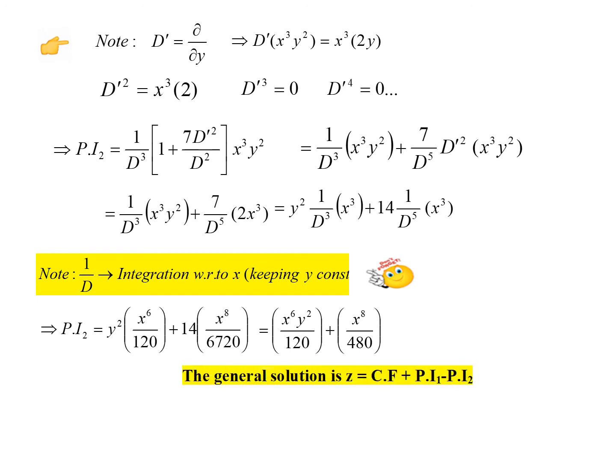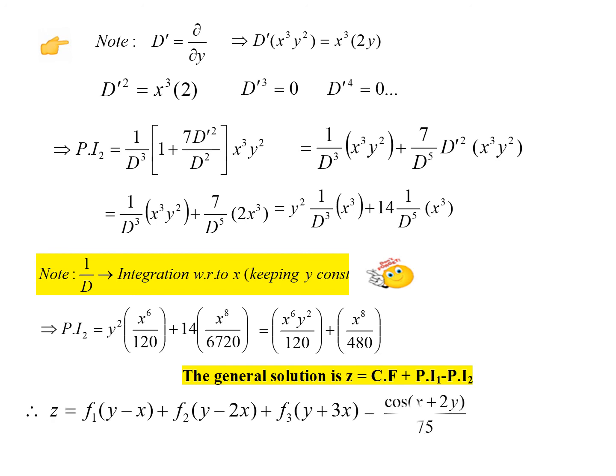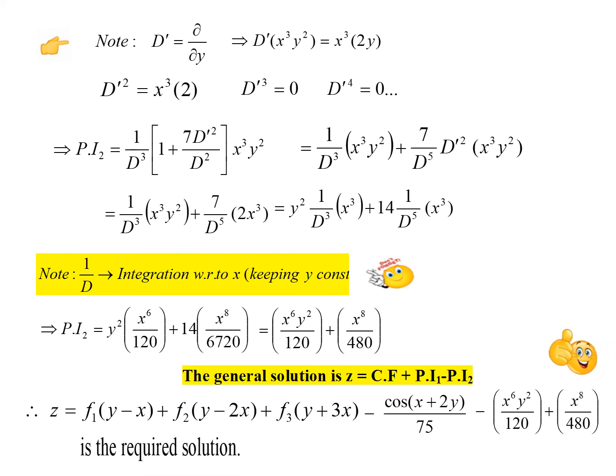So which is simplified. Hence the final solution will be complementary function and particular integral we need to add. Since we had minus term on the right side, we have particular integral 1 minus particular integral 2. So this is complementary function. And this was the first particular integral, and now the second particular integral we have to subtract, which is the required solution.